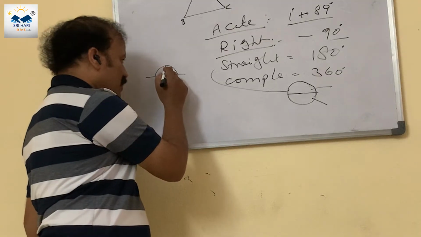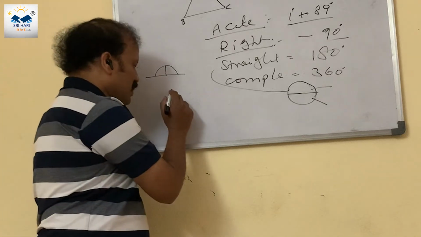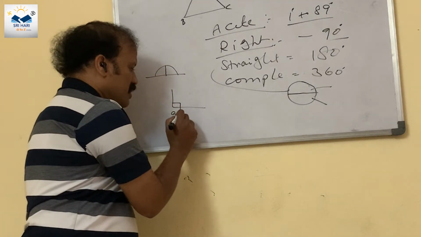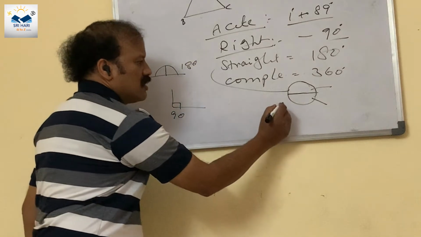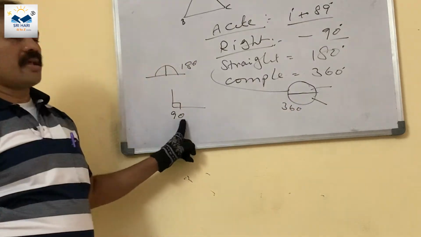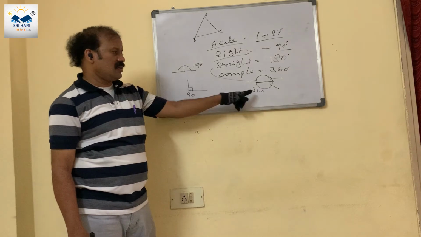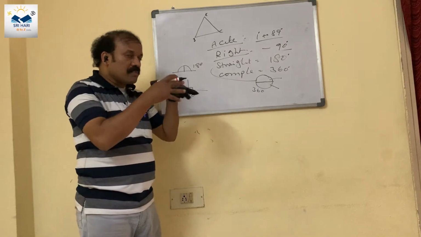In the half part is the right angle. So that's why the right angle is like this. It is 90 degrees. This is 180 degrees. This is 360 degrees. 90 degrees like this is the right angle. 180 degrees is the straight angle. And this 360 degrees is the complete angle.